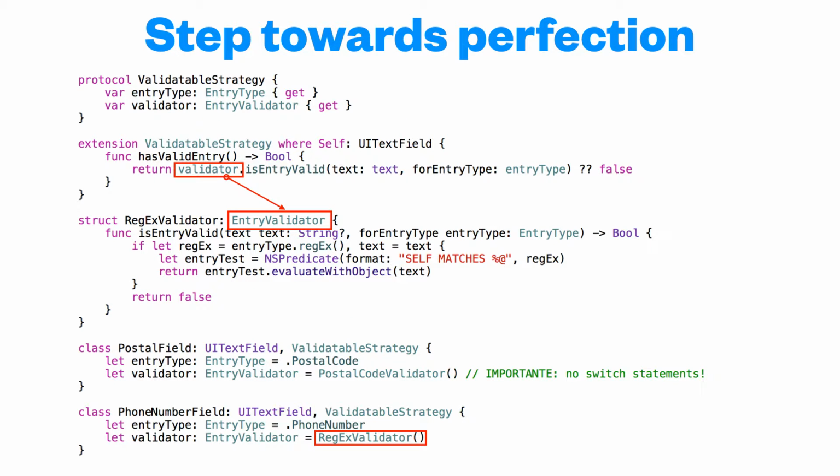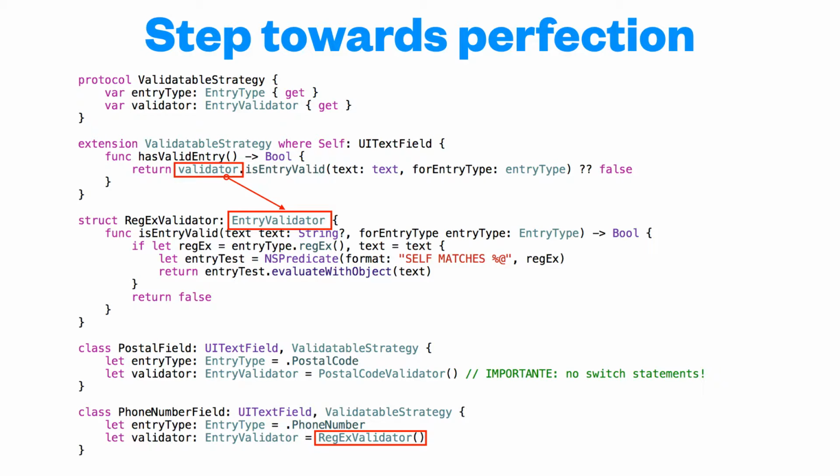So now we're talking about the right way to make this code better, which will be applying the strategy pattern. Once again, we scale the solution that we had on the previous slides. We still have the protocol. Now it's called ValidatableStrategy. It still has the entry type property, but now it also has a validator.